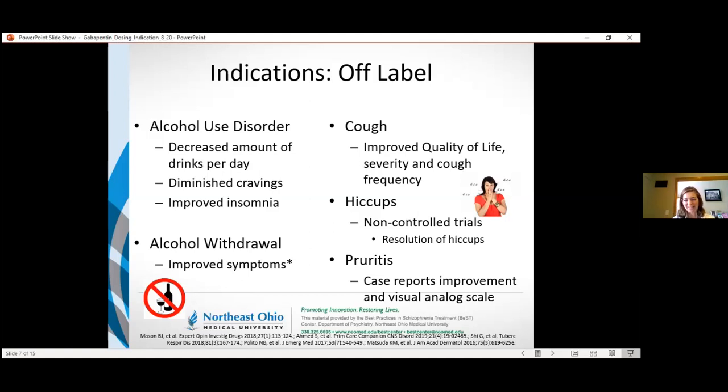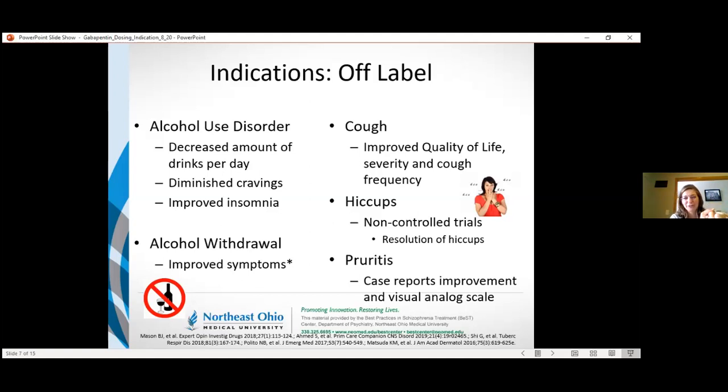Because we have an integrated care population, I wanted to highlight some of the other, a little bit more medical indications. Patients with chronic cough, they've been given gabapentin. I'm not an expert in chronic cough, but the efficacy endpoints that they had was improved quality of life, the subjective severity of the cough, as well as the cough frequency. And in the small trials that were done, there was significant improvement in patients that were given gabapentin. So potentially as an option for patients who have chronic cough. And I believe that was done in a tuberculosis population.